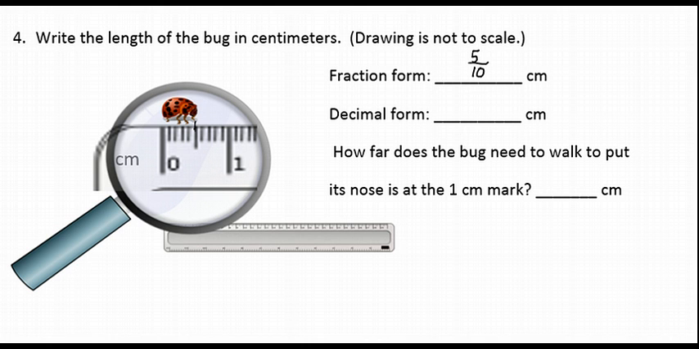In decimal form, it's still 5/10 of a centimeter, but now we'll write it 0.5. It still reads the same way. Decimal form is 5/10 of a centimeter.